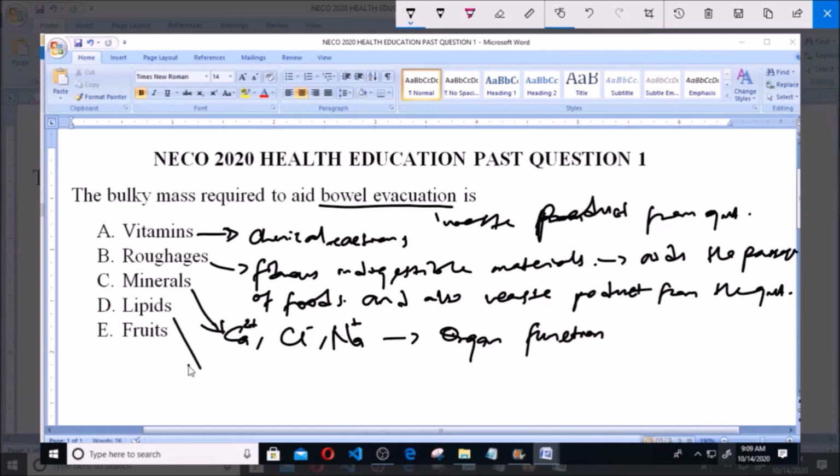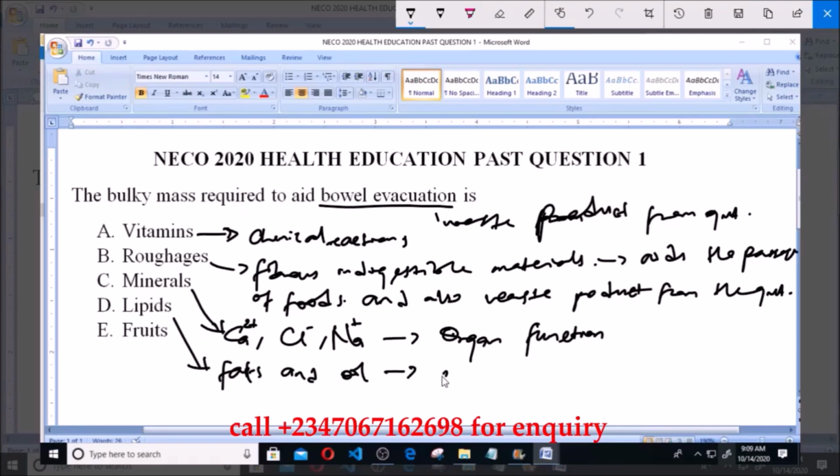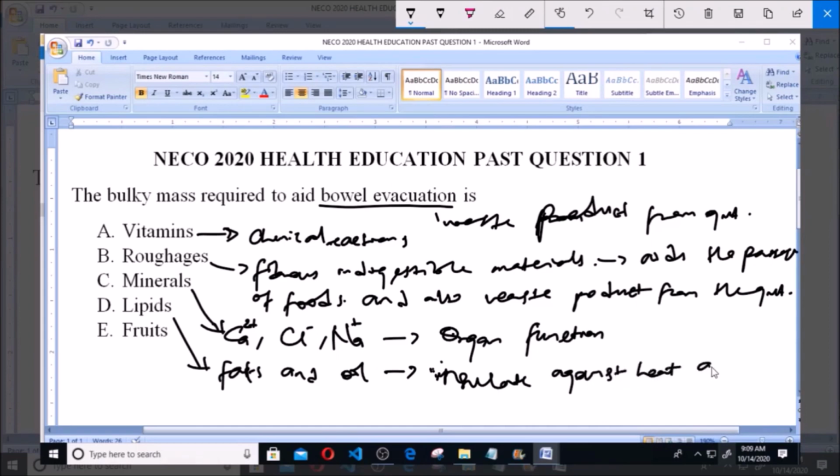Now, option D here says lipids. Lipid is also a class of food consisting of the fats and oil. The fat here is solid lipid, while the oil here is the liquid lipid. Now, these lipids are important because they help to insulate the body against heat, and also they provide energy.